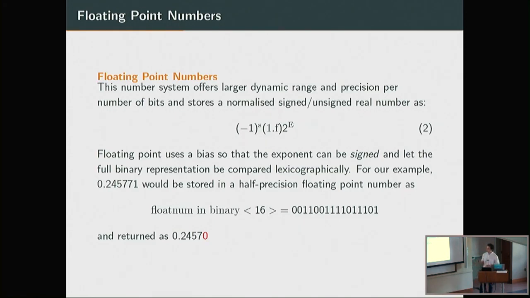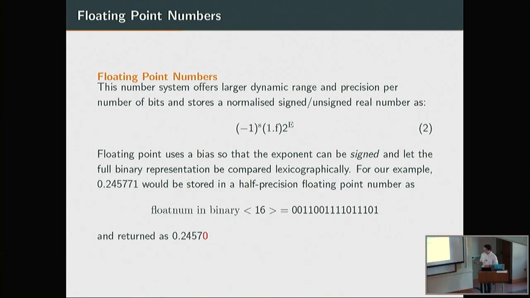And they store a normalized real number with a sort of exponential scaling factor. The issue with floating point is that this exponent has a bias applied. And so this bias allows it to be compared lexicographically, but the other issue is you can no longer do your standard fixed point arithmetic with it. You can no longer use your same adders to do subtraction, etc. So you need a special unit to do your arithmetic.